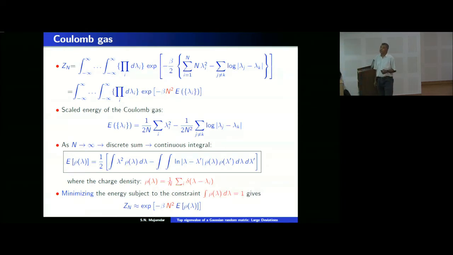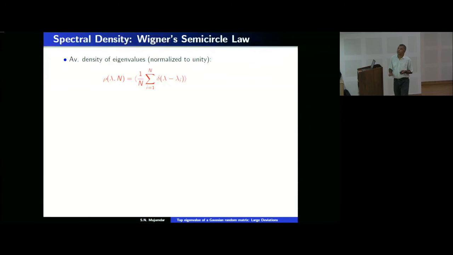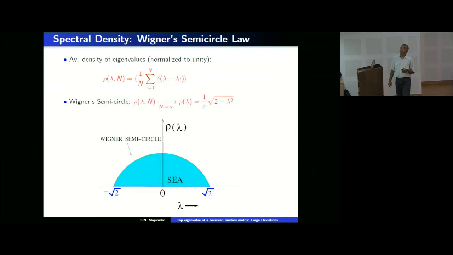And so what happens here is that Zn, the partition function, if you do a saddle point, e to the power minus beta n square will come out, and this will be just the saddle point energy. So you have to find the density of lambdas that minimizes the energy, okay? I'll not go into the details, but what you find is that in the large n limit, the density that minimizes this energy functional is what is called the Wigner semicircular law. Okay, so it's 1 over pi square root of 2 minus lambda square.